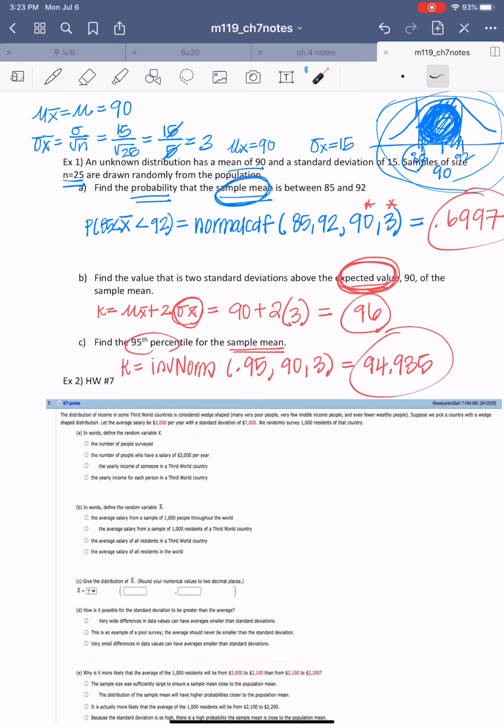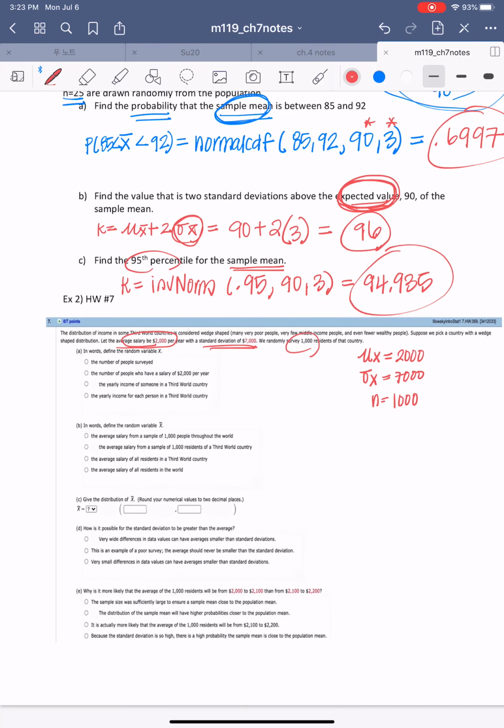The average is given. So this average is your mu of x, the variable x, 2000. Because anywhere in the sentence, you don't see the words sample mean, so this is all information dealing with the x, not x bar. Okay, so don't get confused. Again, standard deviation, you don't see the words sample mean, so that's just sigma of variable x. That's 7,000. We randomly surveyed 1,000, so that's your sample size, 1,000.